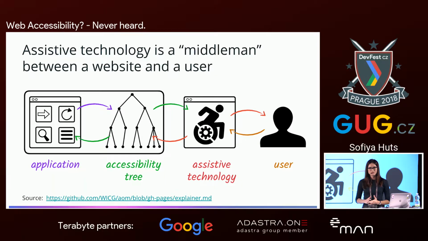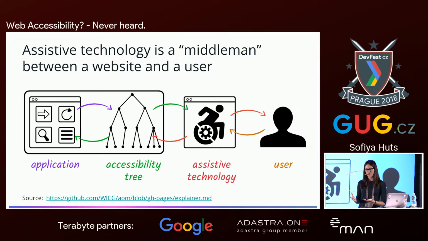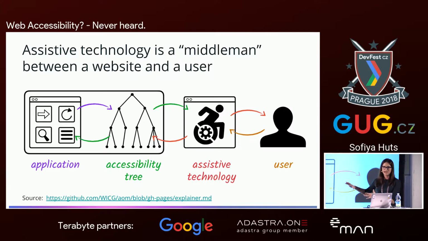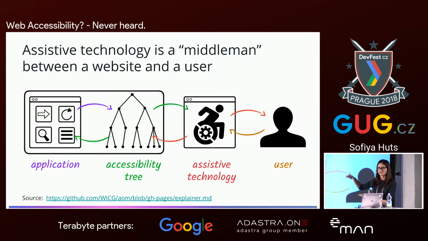And also, it is useful to know how assistive technologies actually work. So we have our application, and you know that the browser parses the website into the DOM tree. And at the same time, it parses the website into an accessibility tree. An assistive technology like a screen reader can consume this accessibility tree and translate it into meaningful text for the blind person, for example.